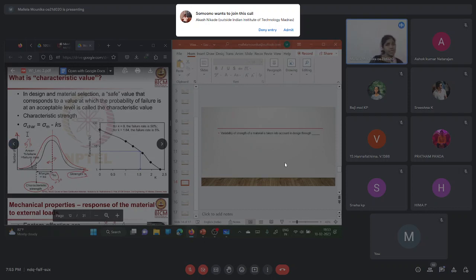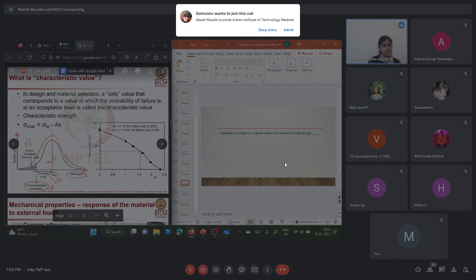So the formula for the characteristic strength is the mean targeted strength minus a multiple of sigma. On the x-axis you can see the strength values and on the y-axis the number of test results you have. Out of n number of test results, you have come up with this normal distribution curve. Here this is the mean strength and this is the characteristic strength.